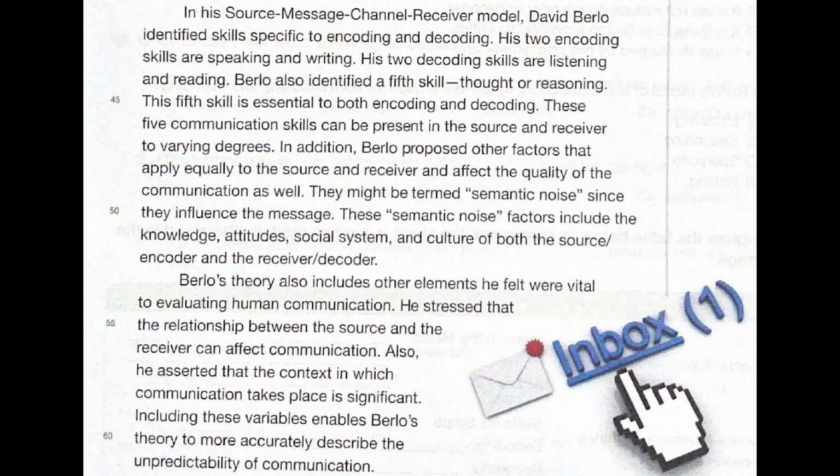These semantic noise factors include the knowledge, attitudes, social system, and culture of both the source, encoder, and the receiver, decoder. Berlo's theory also includes other elements he felt were vital to evaluating human communication. He stressed that the relationship between the source and the receiver can affect communication. Also, he asserted that the context in which communication takes place is significant. Including these variables enables Berlo's theory to more accurately describe the unpredictability of communication.